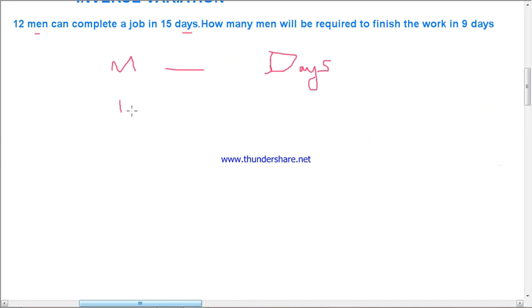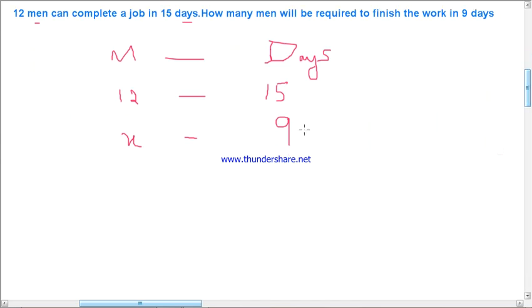12 men can complete a job in 15 days, they are saying. How many men, x, will be required to finish the same work in 9 days? Now the men is missing over here. Alright, so now you have to think again, a little bit of thinking is required.